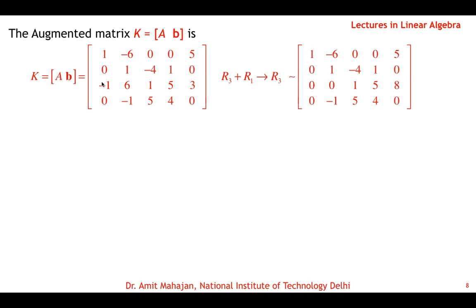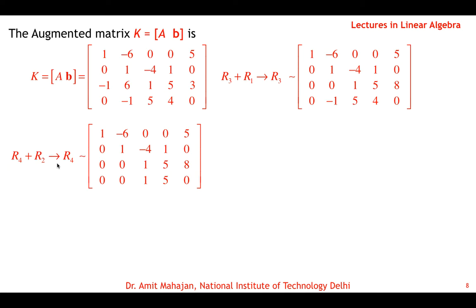So 1 minus 1 is 0, 6 minus 6 is 0, 1 plus 0 is 1, 5 plus 0 is 5, and 3 plus 5 is 8. So we get 1 5 8 here. Now the second row leading element becomes this at the 2 2 position, and everything below this we have to make 0, so we'll use row 4 plus row 2 impact on row 4. Minus 1 plus 1 is 0, this 0 plus 0 is already 0, so 2 zeros here. 5 minus 4 is 1, 4 plus 1 is 5, and 0 plus 0 is 0. So we get 1 5 0, and the first three rows are not changed because no transformation is applied on them.